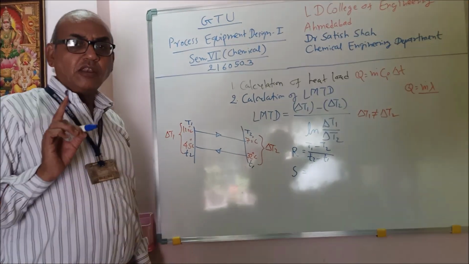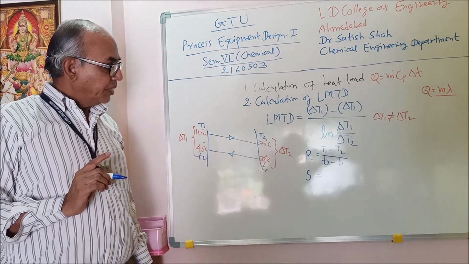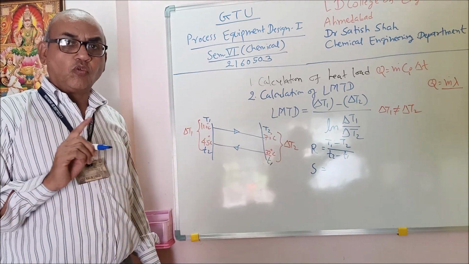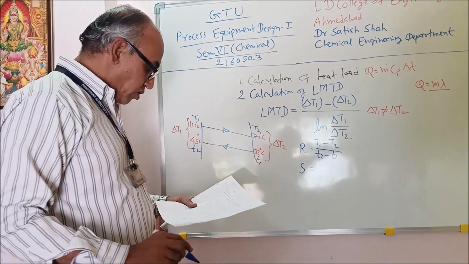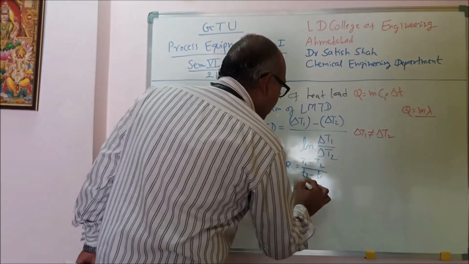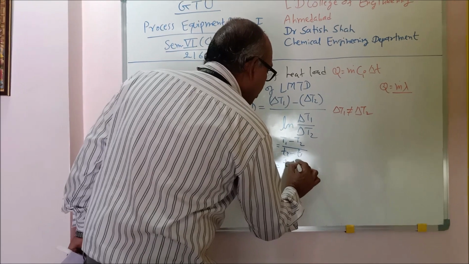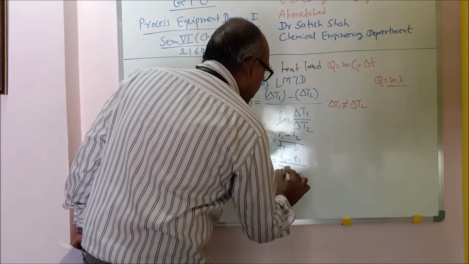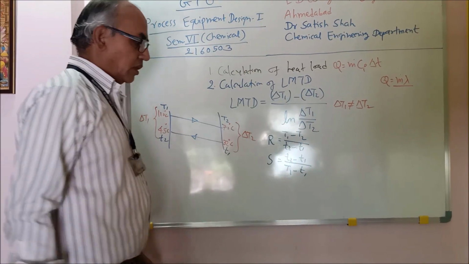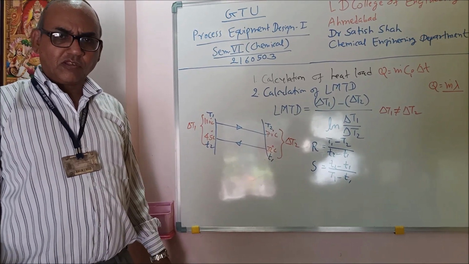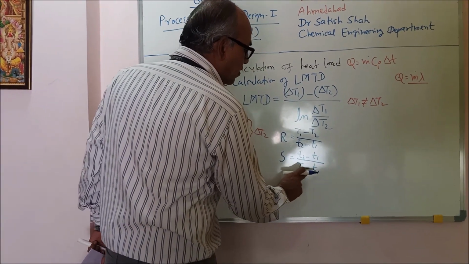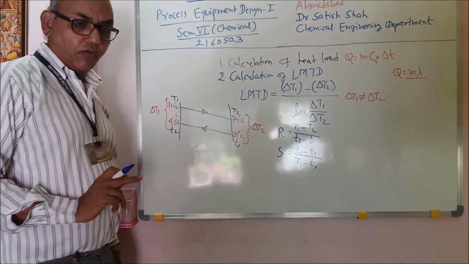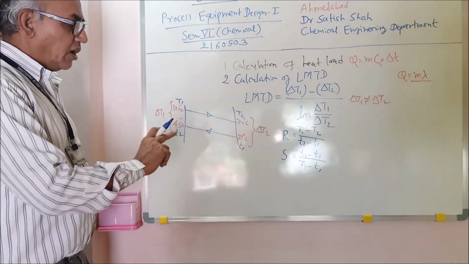See, when I am writing capital, it is hot fluid. When I am writing small, it is cold fluid. So you will calculate the value of R like this. Similarly, you will calculate the value of S like T2 minus T1 upon T1 minus T1. So I hope it is clear to you that both these temperatures are the inlet temperatures for hot and cold fluid. And you will calculate R and S.